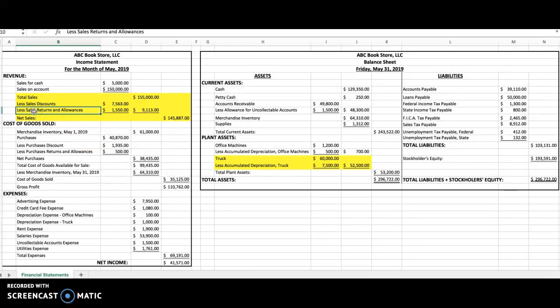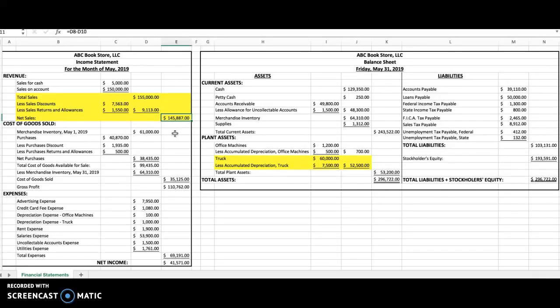The next one also is a minus. Less sales returns and allowances. We just talked about that quite a bit. And that also is a negative. Customers return something to us, totaling $1,550. So this is certainly a negative. We gave money back or we gave credit to the customers. So the two negatives add up to $9,113. You subtract that from the total sales, and you have net sales.